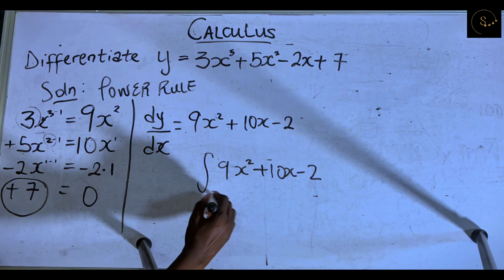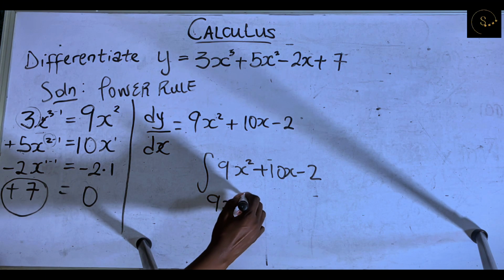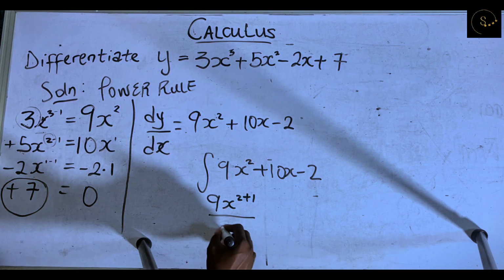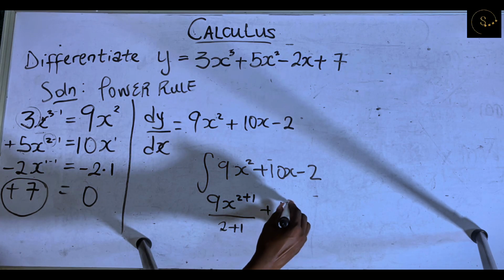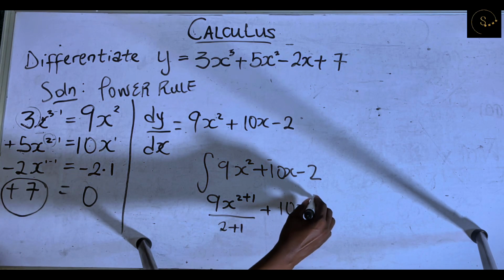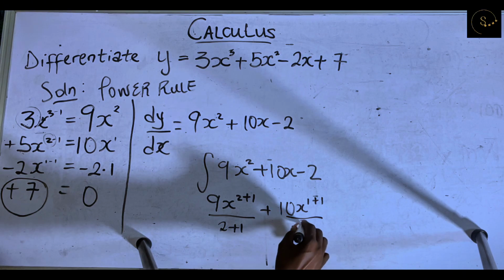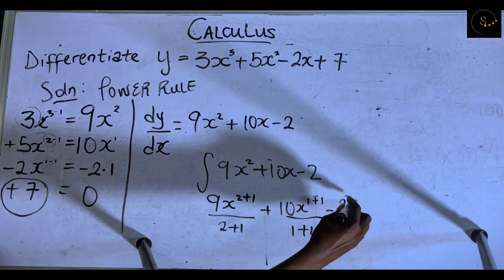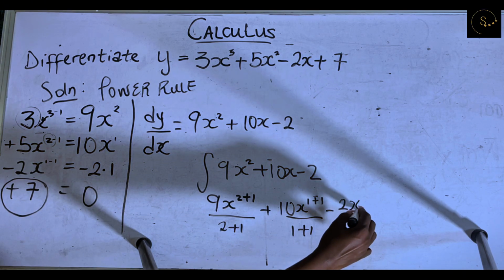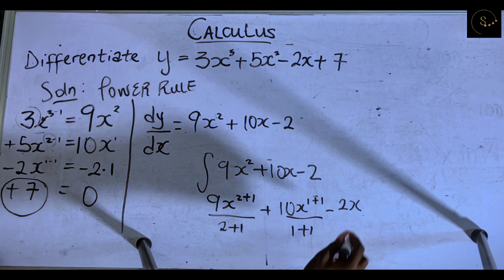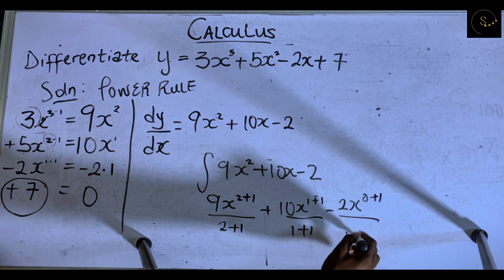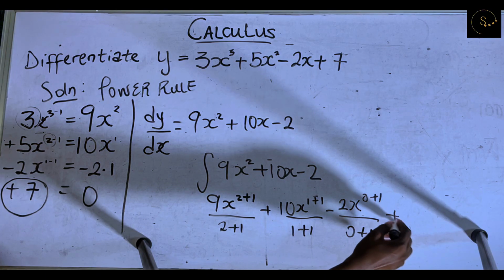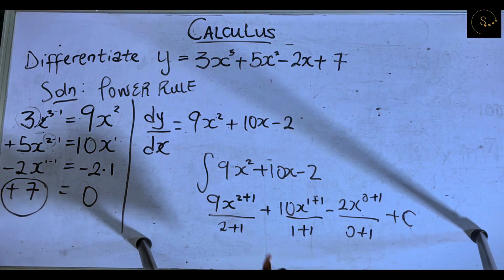All you need to do now is just add 1 to your power and divide by that new power that you have. Add 1 to your power, right? So there's a 0 plus 1 and divide. Then of course your constant, which can be any number.